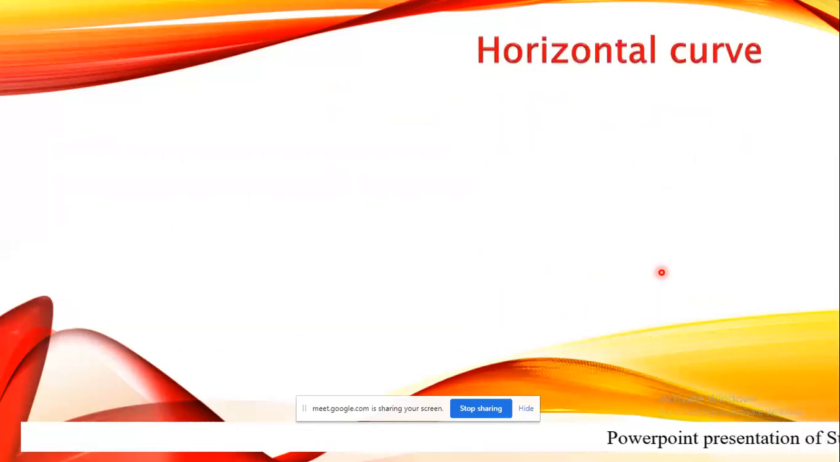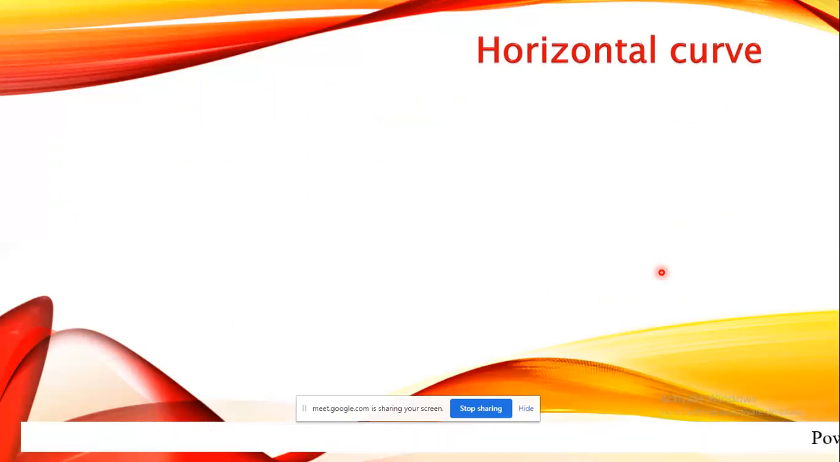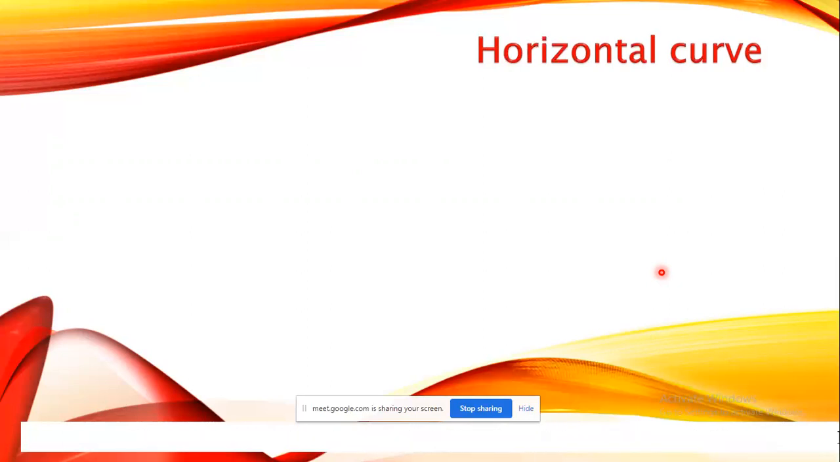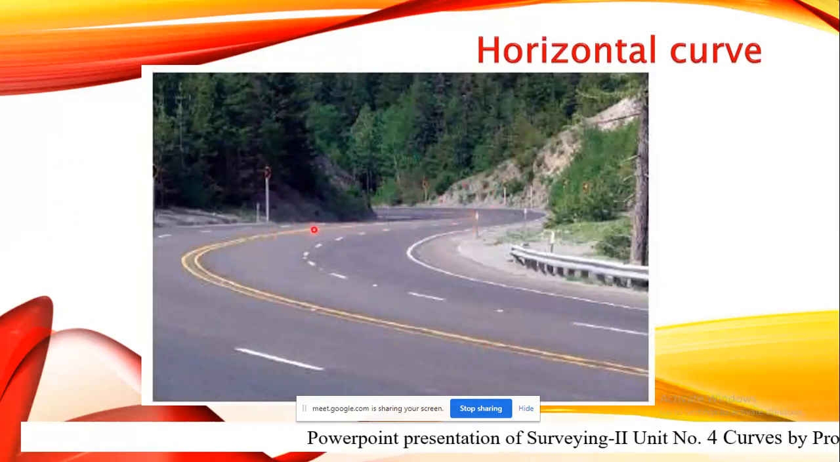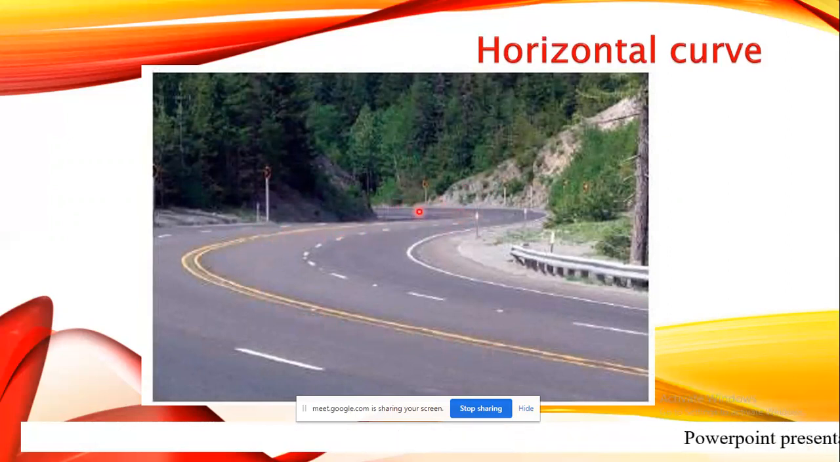Next, basically in curves we have two types. One is the horizontal curve, and the second one is the vertical curve. When the curve is provided in the horizontal plane, it is known as a horizontal curve. You can see here, this is the horizontal plane. The curve which is provided in a horizontal plane is called a horizontal curve.